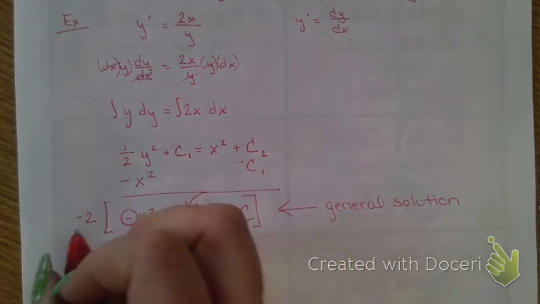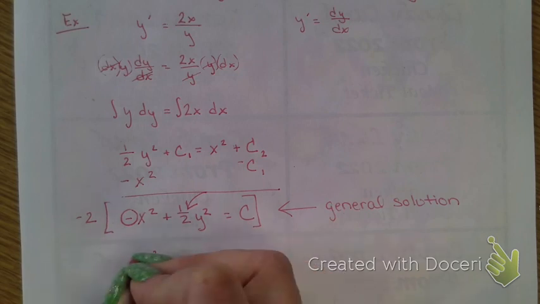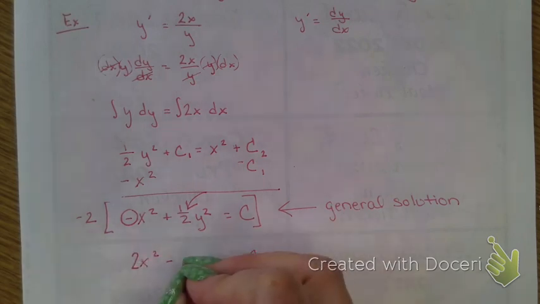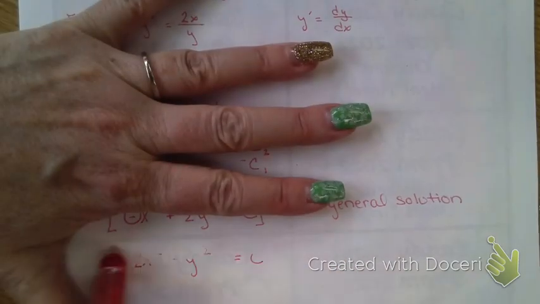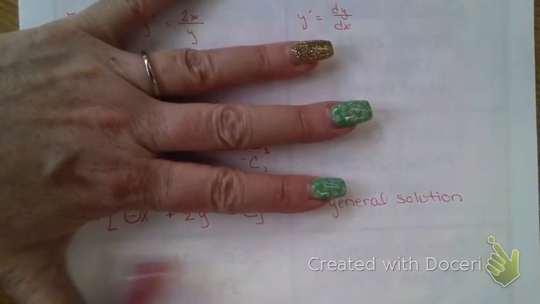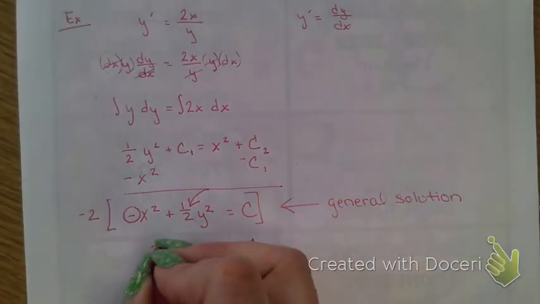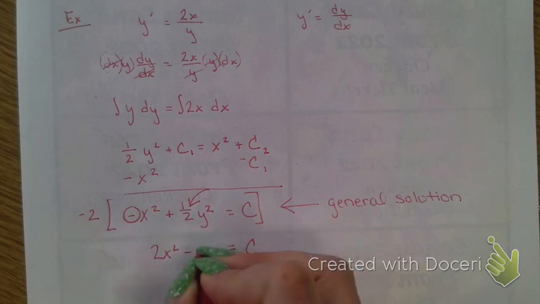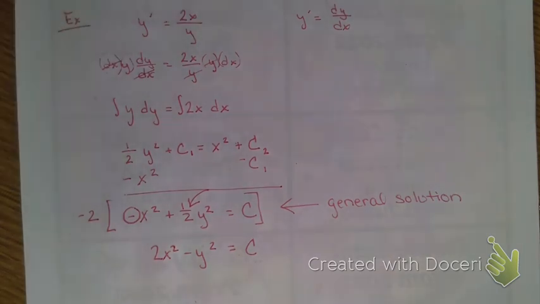On the left-hand side, I'm going to have 2x squared minus y squared. So 2x squared minus y squared. Make sense? Not too hard, is it? So the equations are going to get a little bit more involved.